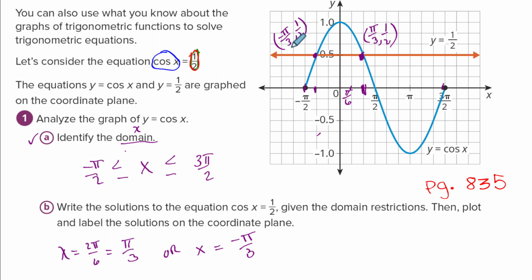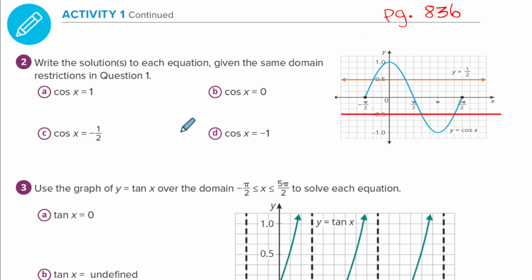So negative pi over 3 comma 1 half, and then pi over 3 comma 1 half. And that's how we do number 1. We got some more values here we can do. Well, let's look at it. Where does the cosine of x equal 1? All right, well, 1 would be right up here at the top. What's the x value for that? Well, that happens when x equals 0, right? So when we're at 0, the cosine is going to equal 1.